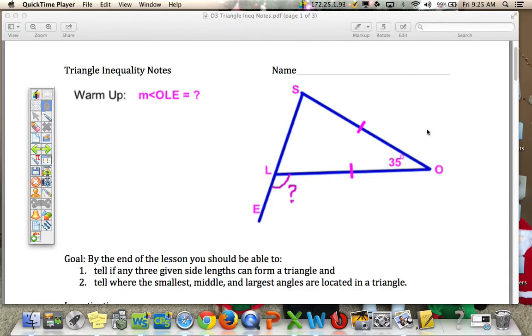We're going to look at triangle inequality today. But first, let's start with the warm-up. What is the measure of angle OLE? So this angle right here with the question mark.